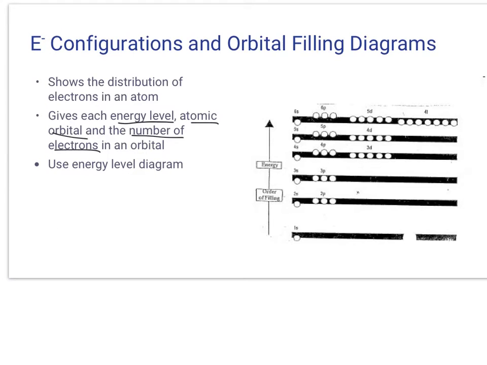The first thing we're going to talk about is how to write what are known as electron configurations and orbital filling diagrams. What these are is two ways that we can show the distribution of electrons in an atom.